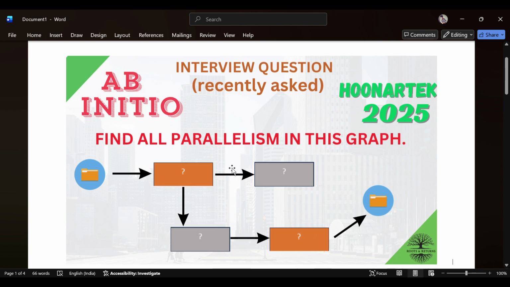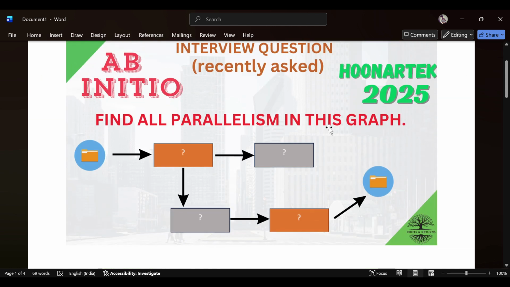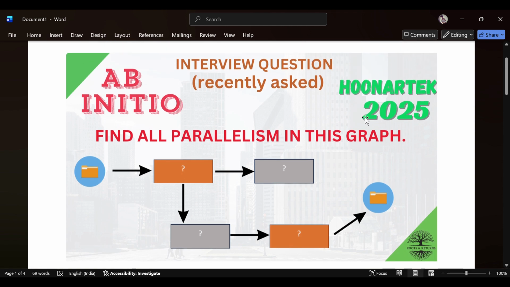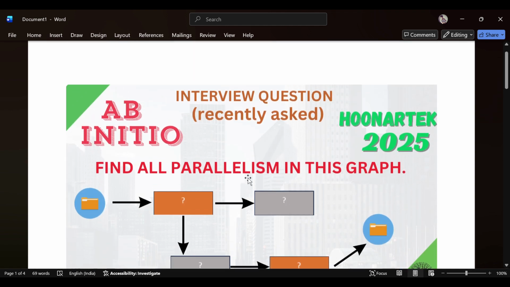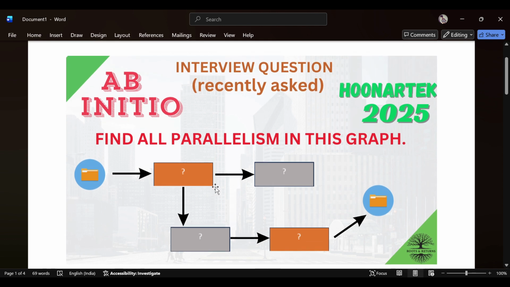If you have crossed 4 or 5 years, this question is typically for 3 to 6 years of experience. I'm not sure about seniors, but juniors can apply to Hoonartek. The question is: find all parallelism in this graph. You have to find all the types of parallelism present in that graph, whichever the recruiter gives you. So we'll solve this question.